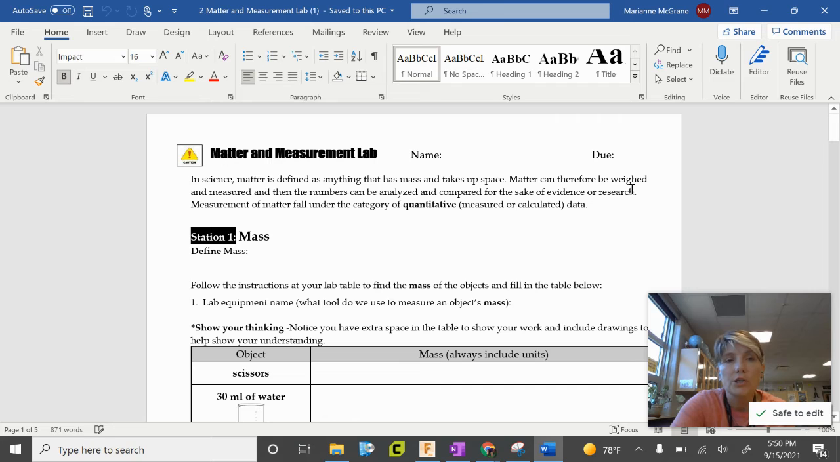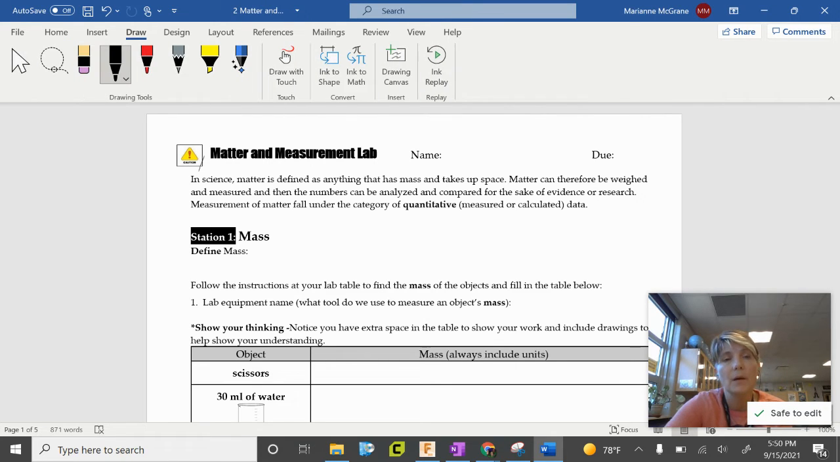So notice that there's a caution symbol up here at the corner, right in this general area. I want you to be aware of that, please. There are going to be things in here you have to be careful with, and you have to be careful for yourself because there's going to be glass on the table. We don't want to have any monkeying around, no horseplay. And then also be careful of the materials.